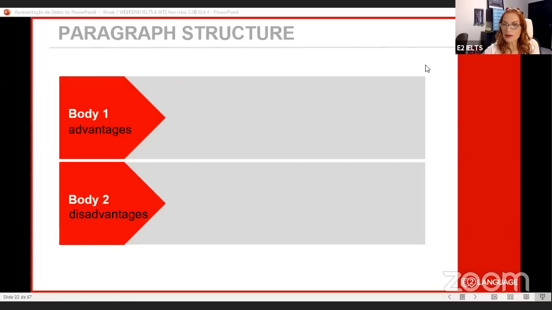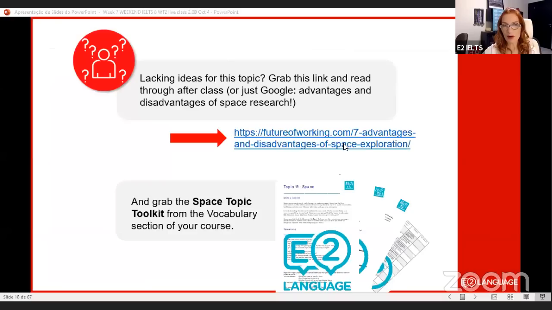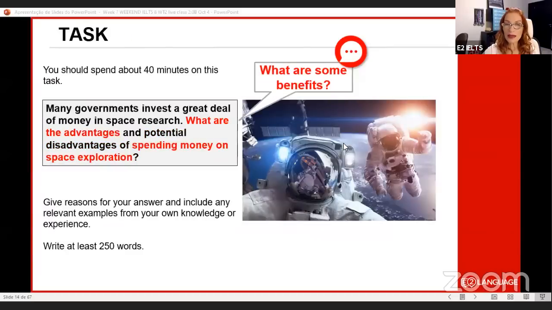So Molika, position means I will discuss advantages and disadvantages both. Yes, definitely in this case, because let's check the essay prompt again. So many governments invest a great deal of money in space research. What are the advantages and potential disadvantages of spending money on space exploration? So you have the key word here, and that means both, okay?